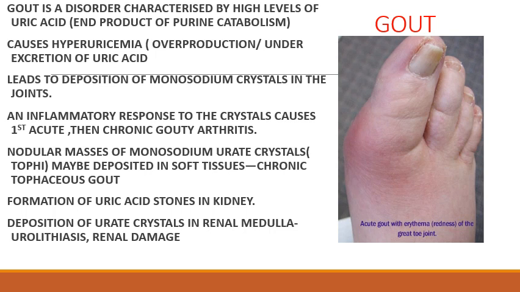The nodular masses of monosodium urate crystals, or tophi, may be deposited in soft tissue, which is known as chronic tophaceous gout. We could also have the accumulation of these uric acid crystals in the kidney, which are known as urate stones. Also, the deposition of urate crystals in the renal medulla, which is otherwise known as urolithiasis, can cause renal damage.